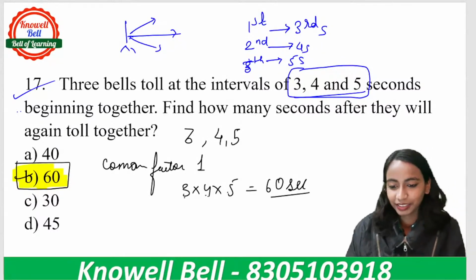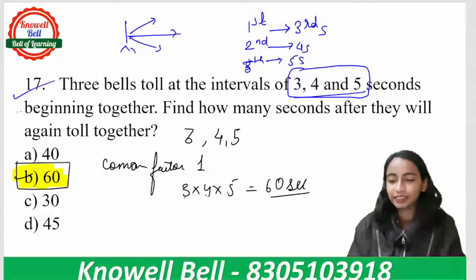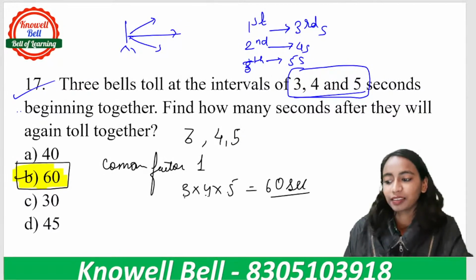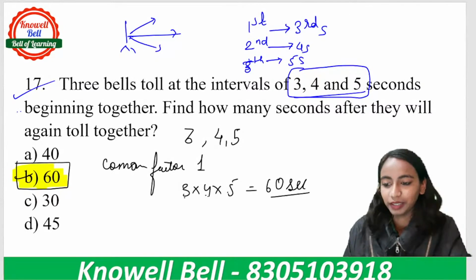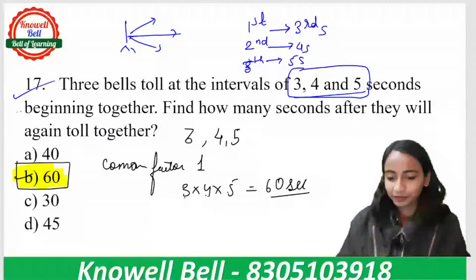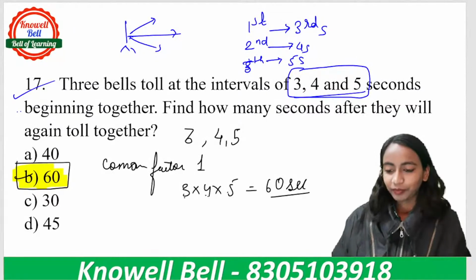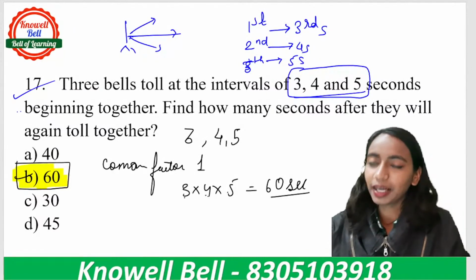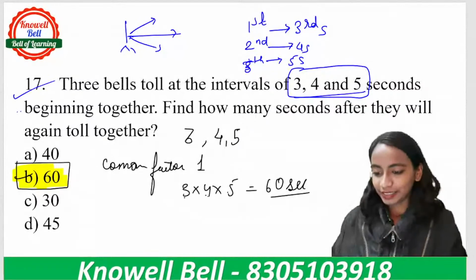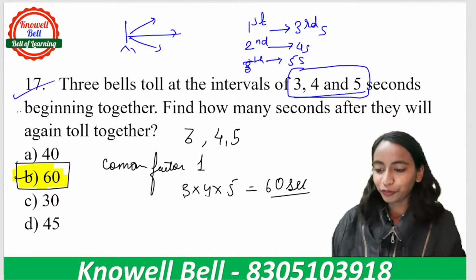Chitransh? Yes, Chitransh. You marked the C option by mistake. So C will not be the right answer. The right answer is B. Clear, Chitransh? Ma'am, my answer was B only. Okay, your answer was B, but my mistake, you have marked C. Okay, Chitransh.